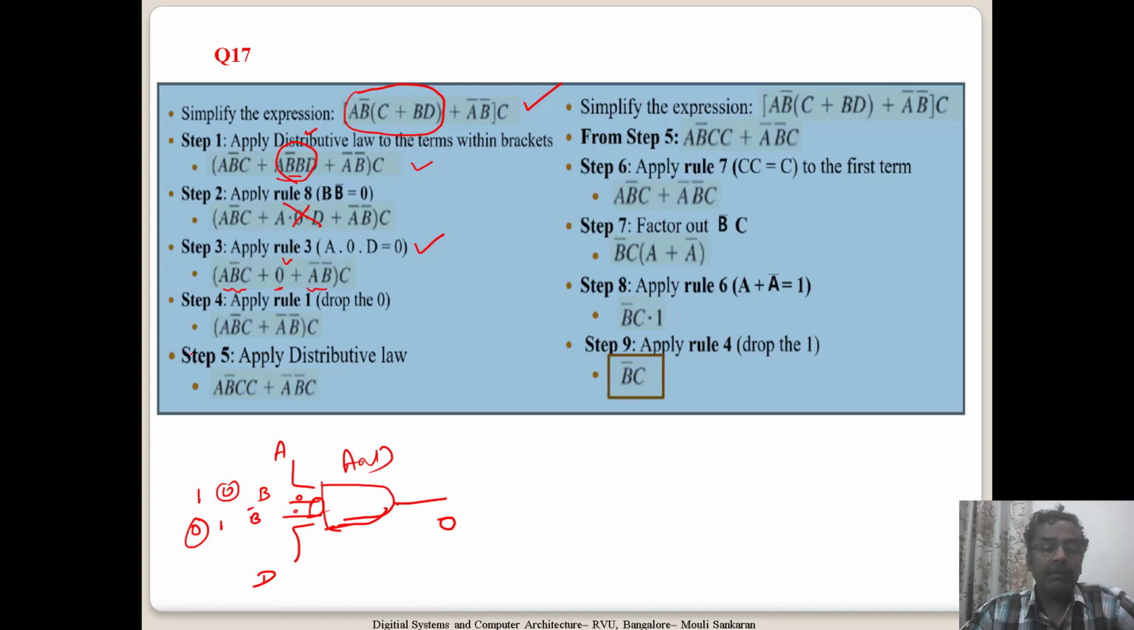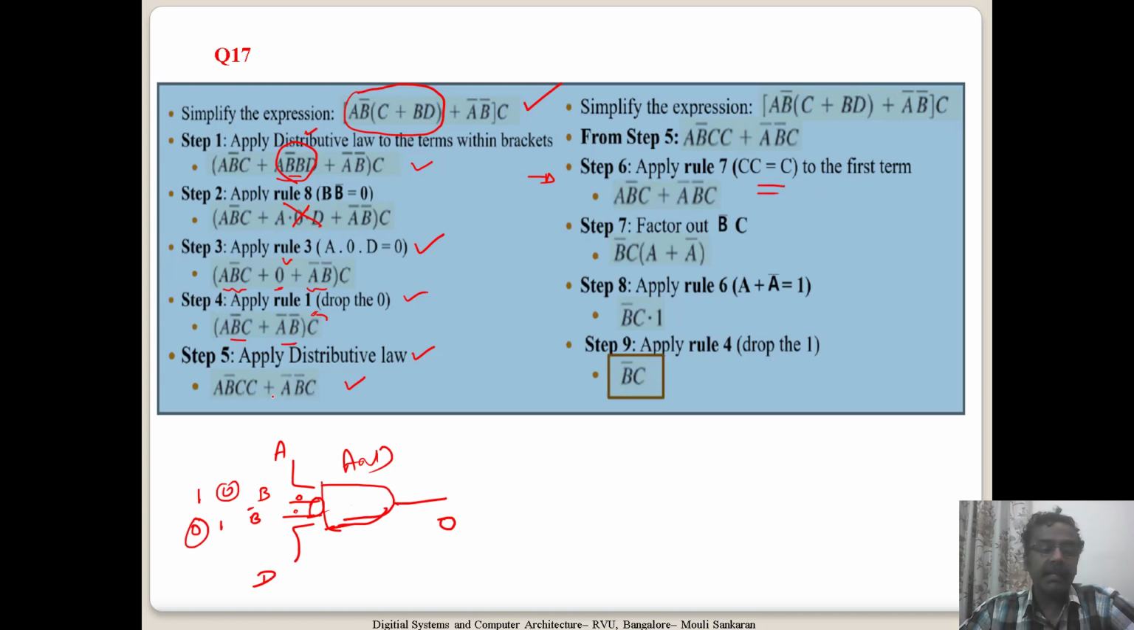Now we have applied the drop the 0, then the remaining expressions are considered. Now apply distributive law again because you are bringing the C inside. So this is what is done. Now from here you go to step 6, CC.